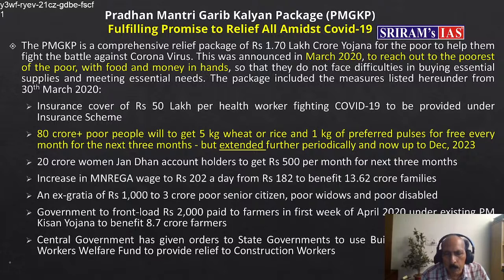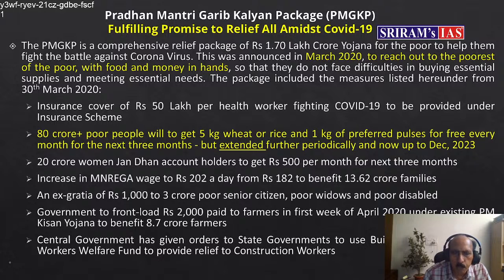Similarly, the MGNREGA wages are increased by the government from 182 to rupees 202, so that those who are getting jobs under MGNREGA, their purchasing power increases. Similarly, ex gratia payment of rupees 1,000 to 3 crore poor senior citizens, poor widows, and poor disabled is given by the government under the package. So, under the package, various components are announced by the government.